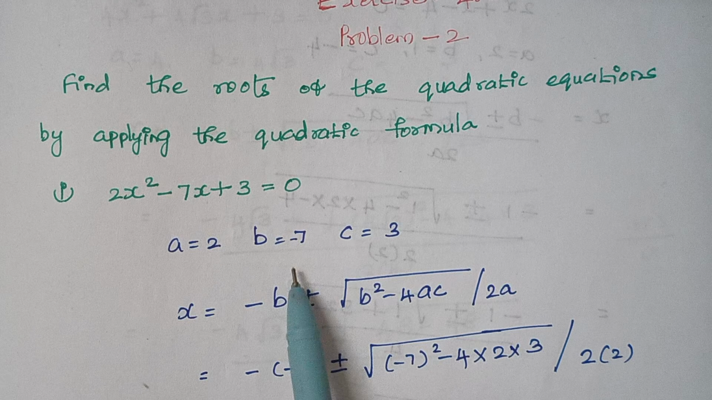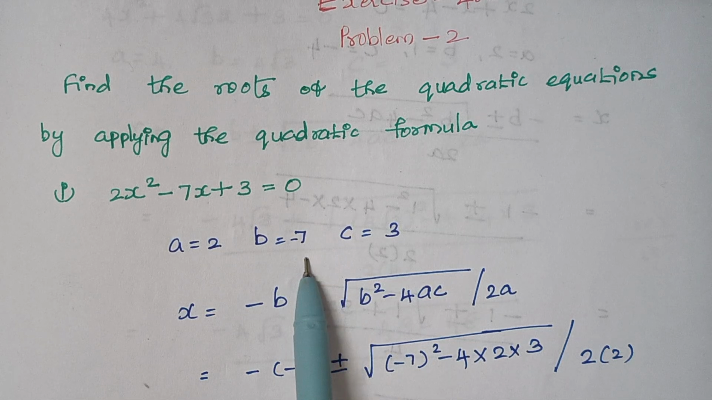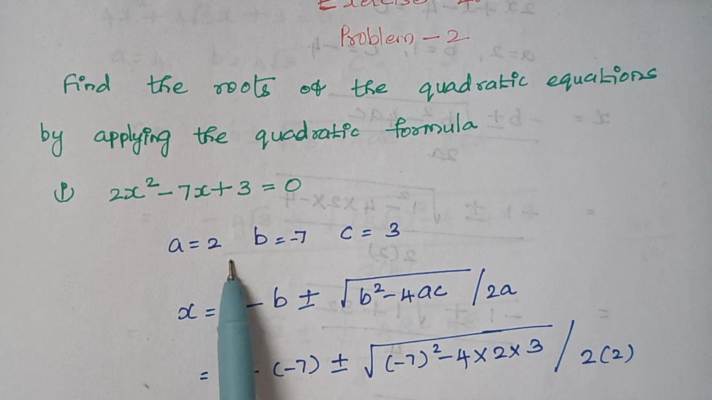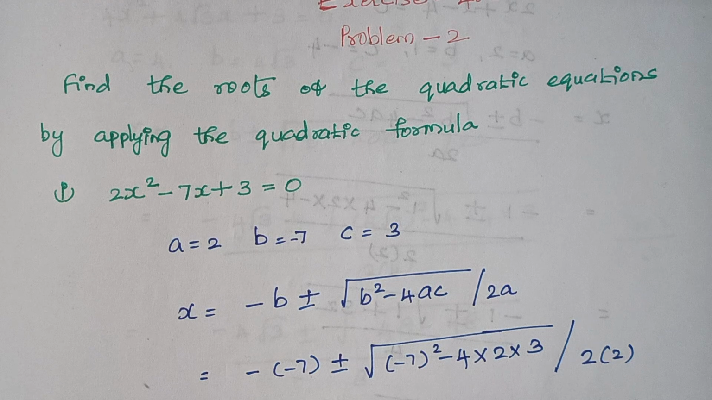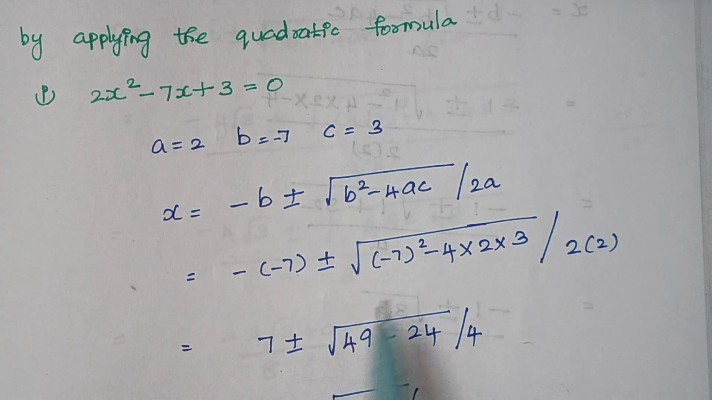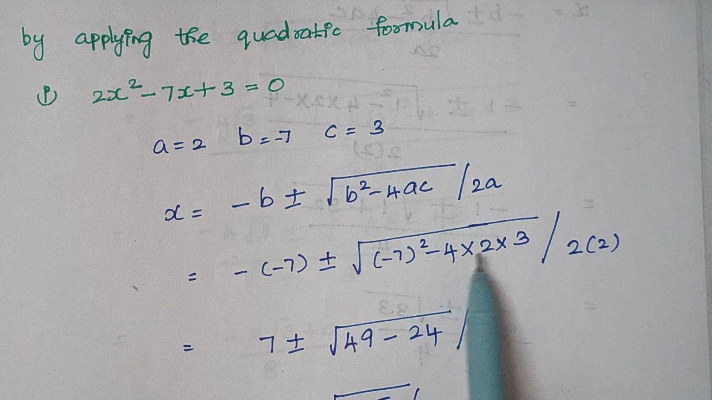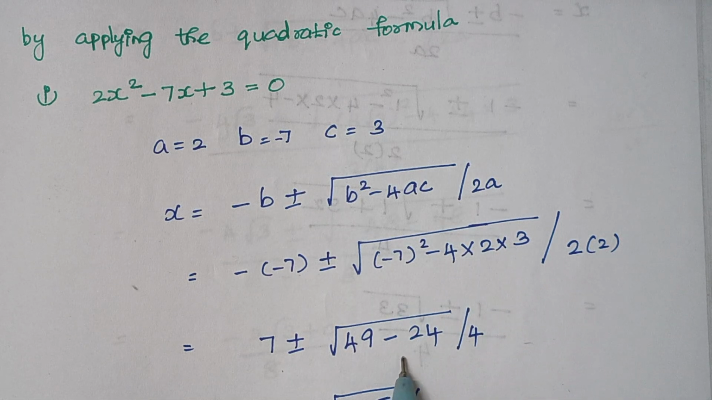So minus of minus 7 plus or minus square root of b square, that is minus 7 the whole square, minus 4 into 2 into 3 the whole divided by 2a, that is 2 into 2. So minus of minus 7 becomes plus 7 and minus 7 whole square is 49 and 4 2s are 8 and 8 3s are 24 whole divided by 2 2s are 4.